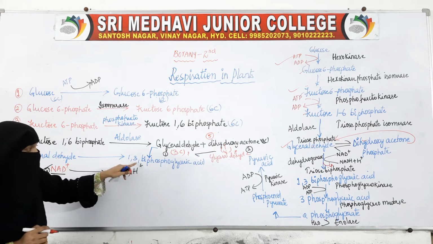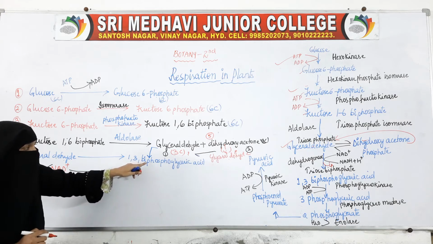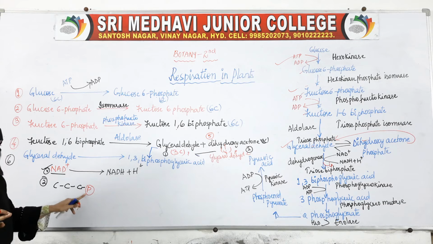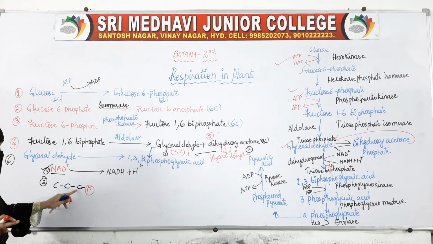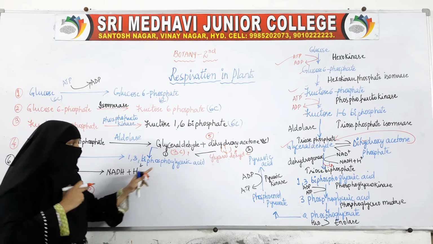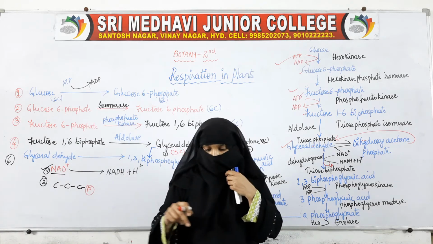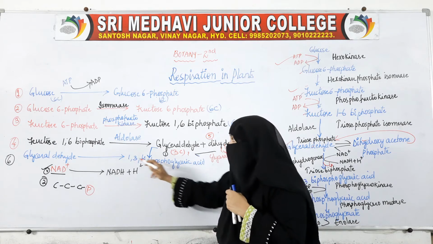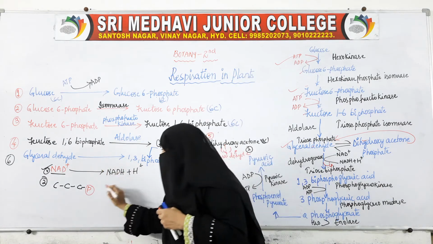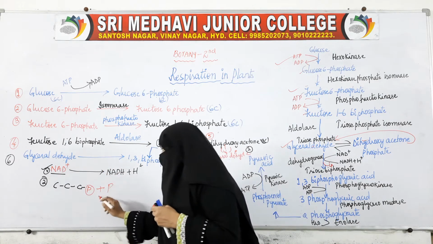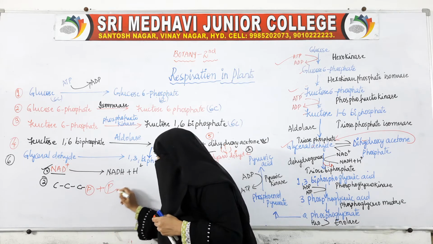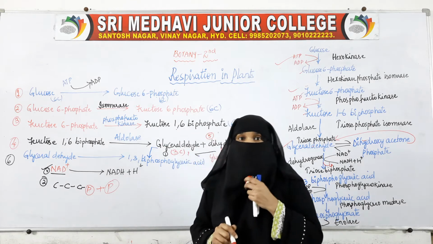Now, here what is being said? 1,3 biphospho means 2 phosphates. Here only 1 phosphate is there. In glyceraldehyde, along with 3 carbons, only 1 phosphate is there. Now, in this step, one more phosphate is being added to glyceraldehyde. Already 1 phosphate and 3 carbons were there. To this, one more phosphate has been added.